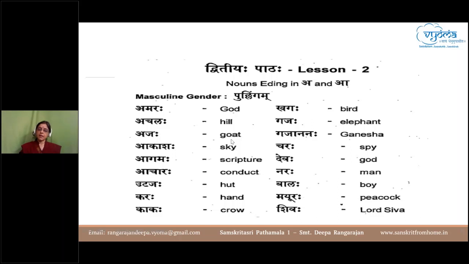Akashaha. Sky. Agamaha. Scripture. Acharaha. Very good. Conduct. Uttajaha. Yes. Uttajaha. Hut. Uttajaha is a hut. Karaha. Hand. Kakaha. Crow. Oh, excellent. Dhanyavadaha, Mahodaya.